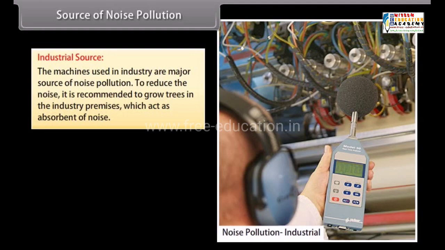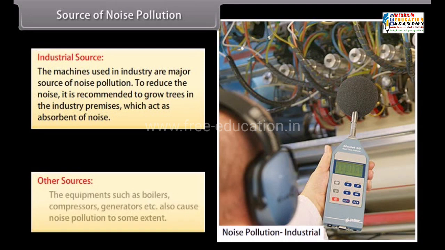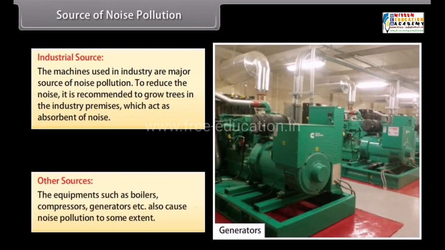To reduce the noise, it is recommended to grow trees in the industry premises, which act as absorbents of noise. Other sources. Equipment such as boilers, compressors, generators, etc. also cause noise pollution to some extent.